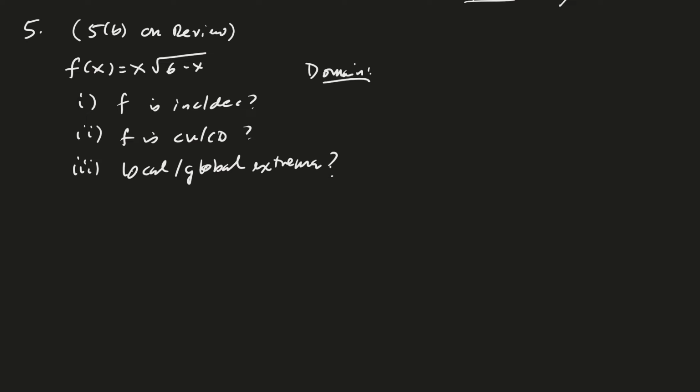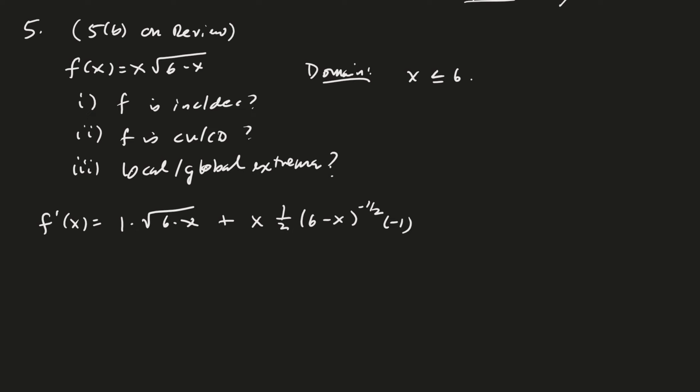Since we have a square root of 6 minus x, that means that x is going to have to be less than or equal to 6, right? Good. Okay. So let's go after the derivatives then and see where they are positive or negative. So f prime of x, you have to use the product rule. The derivative of x is 1, times the square root of 6 minus x, plus x times 1/2 times 6 minus x to the minus 1/2 times minus 1.